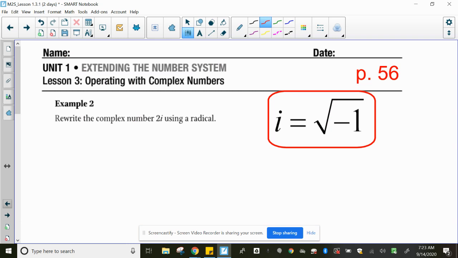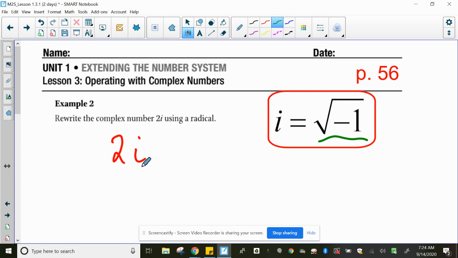Example 2. Now we're going to rewrite this complex number using a radical. Our complex number is 2i. The key idea to remember is that i is the square root of -1. If you're thinking, why is i an imaginary number? Well, it's because you can't take the square root of -1. There is no number that multiplied by itself would give you -1. That's where the imaginary units are coming from, the fact that you can't take the square root of a negative number.